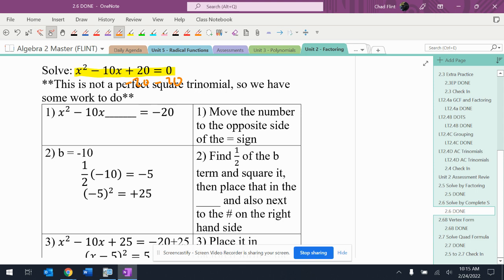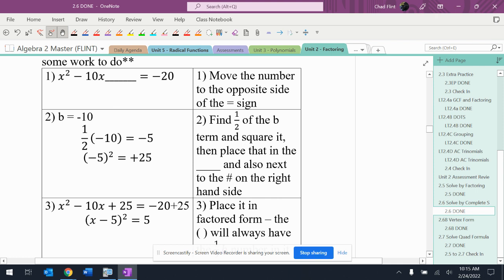Then it says, find half of the b term, square it, and place it in the blank next to the number on the other side. So I took b, which is -10. Remember, it's the number in front of the x. I took half of it and got -5. I squared it and got +25. And then that +25 goes on each side, plus 25.